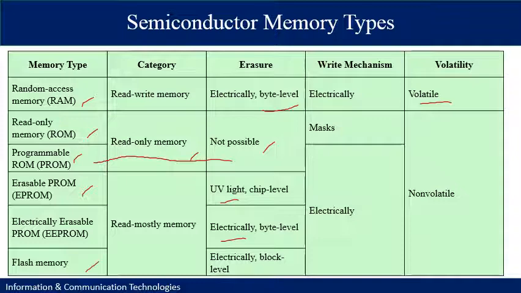Another type of memory is flash memory, which is electrically erasable at the block level, read-only and read-mostly memory, but you can also use the write operation as well. All of the read-only memories and flash memory are non-volatile. That means they will hold the data even if you turn off the power.